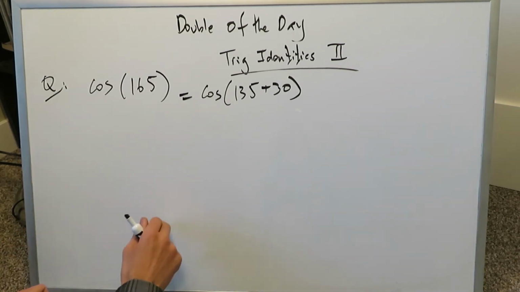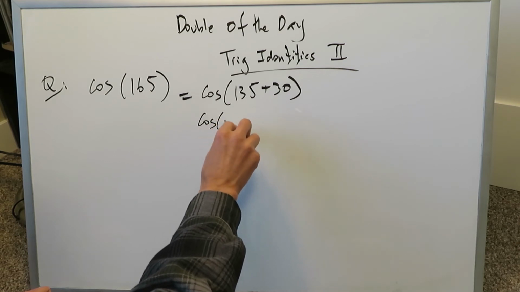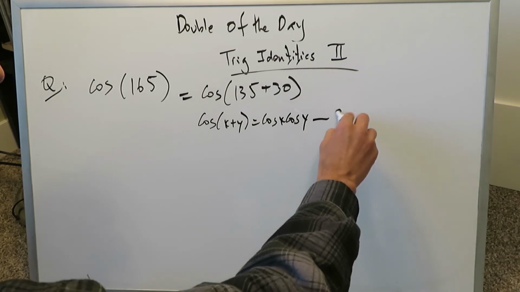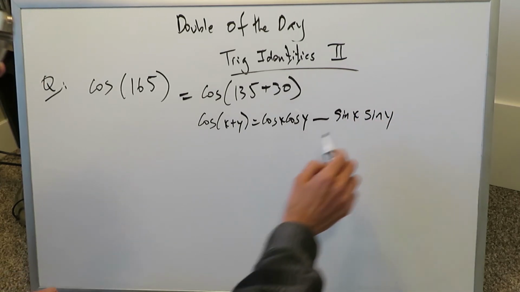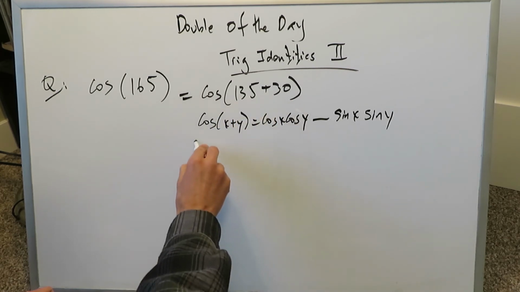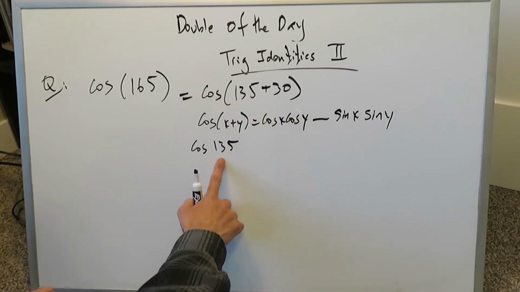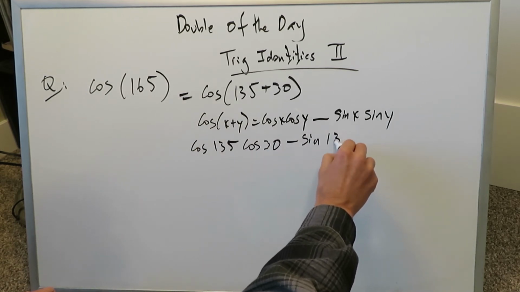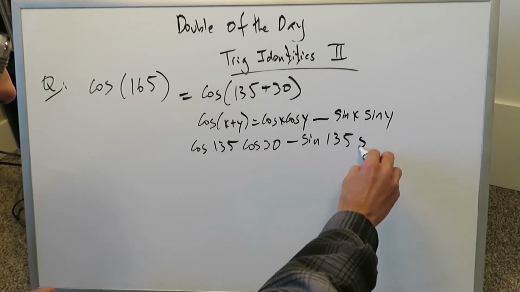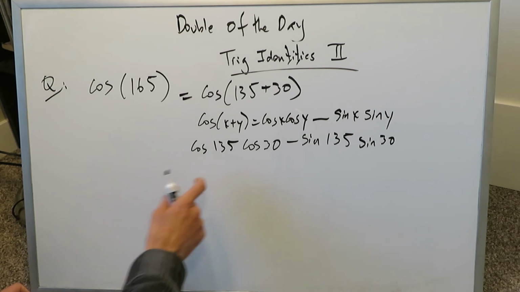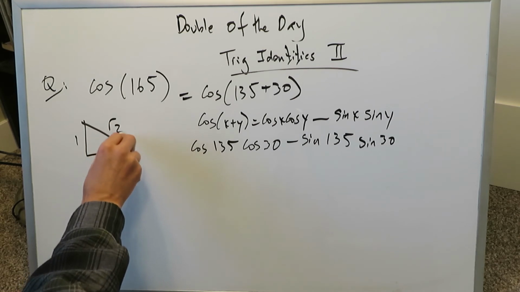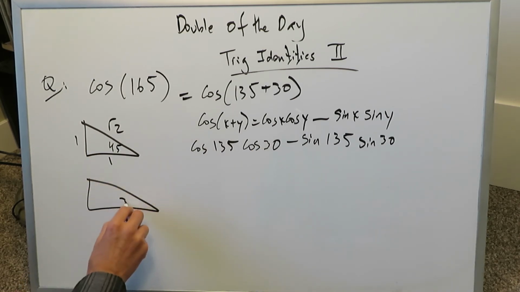Now think back to the cosine sum formula, which is cosine of x plus y is equal to cosine x cosine y minus, remember minus, sine x sine y. Now if this is x, that's y, plug the values in. Cosine 135, which is the same thing as cosine 45 in the second quadrant, cosine 30 minus sine 135, which is the same thing as sine of 45 in the second quadrant, and sine of 30. 135, as I said, is no different than you looking at a 45 degrees in the second quadrant, and that's what we use, 1, 1, root 2. 30 is no different than a 30, 60, 90, you know that, 1, 2, root 3.